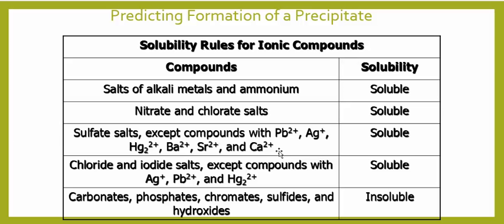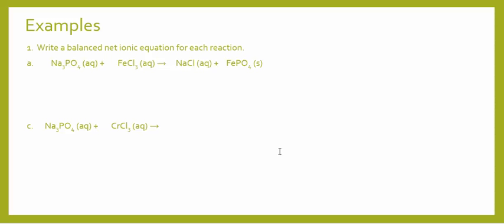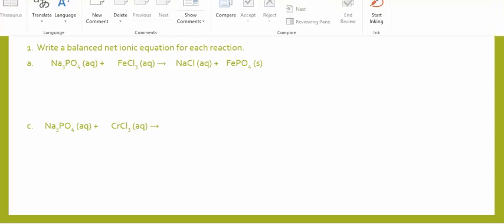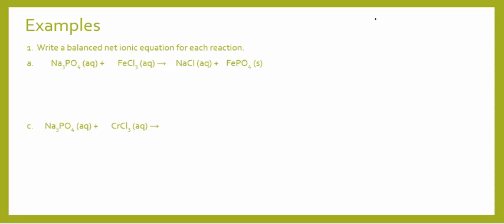So how do you know if something is a solid or aqueous? You know the solubility rules. If it says soluble, it's aqueous. It will dissolve in water. If it says insoluble, it's a solid. It will form a precipitate. So you need to know the solubility rules in order to determine whether you're going to get a solid or not. Let's look at a couple examples, and I've kind of skipped around on your notes so you can find the appropriate examples.